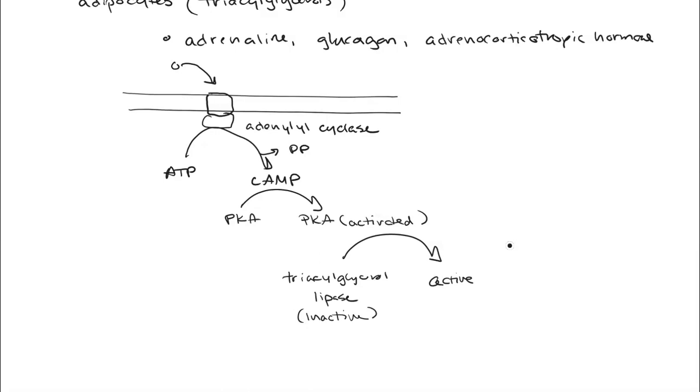So let's say we have an acyl backbone and we have our triacylglycerol with 3 acyl chains or 3 fatty acids. And what will happen is the triacylglycerol will then lose one of its fatty acids and end up as a diacylglycerol.